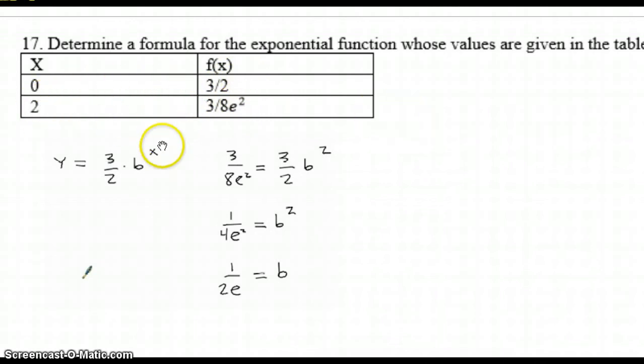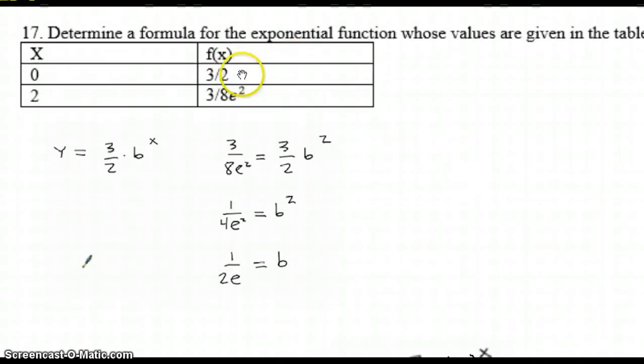Then we need to figure out what the b value is. The b value would be pretty easy if the x value was going up by 1, but it's not. So, for instance, if the x value is going up by 1, I could just look at the y values to see what the increase or decrease is, and that would represent my b value. But now I'm jumping here, and I have to plug in x is 2 and y is 3 over 8 times b to the second to identify b. That's what I have in this step here.